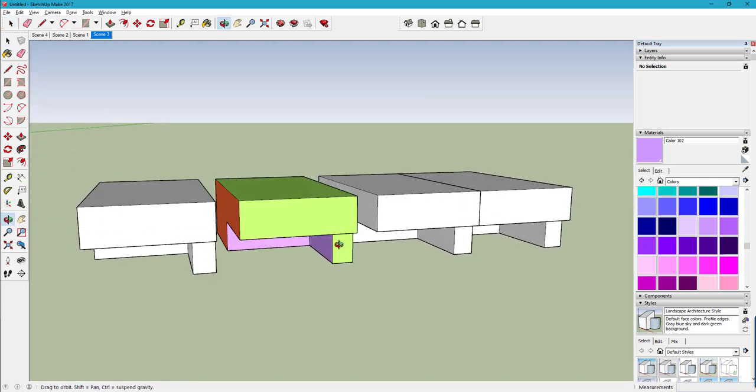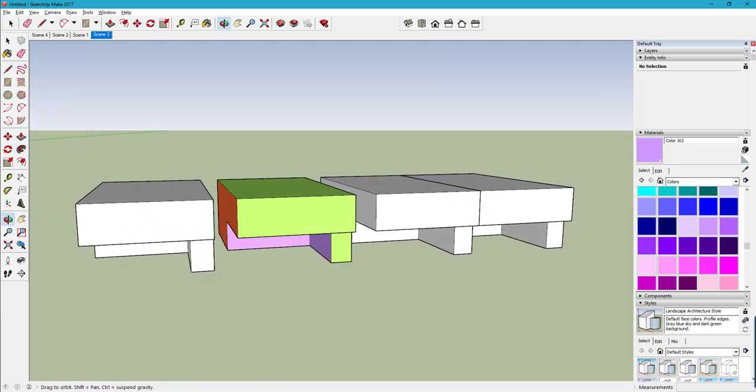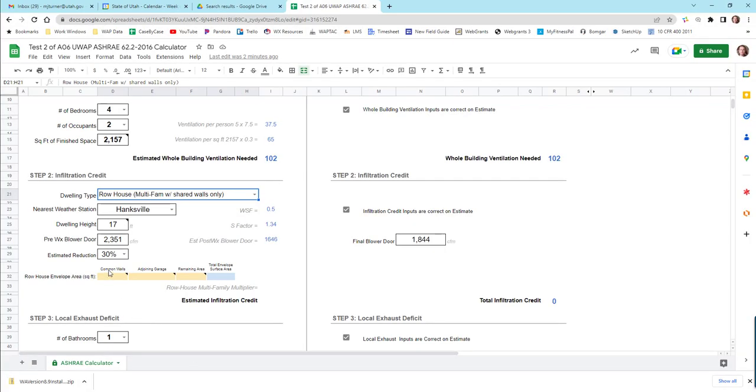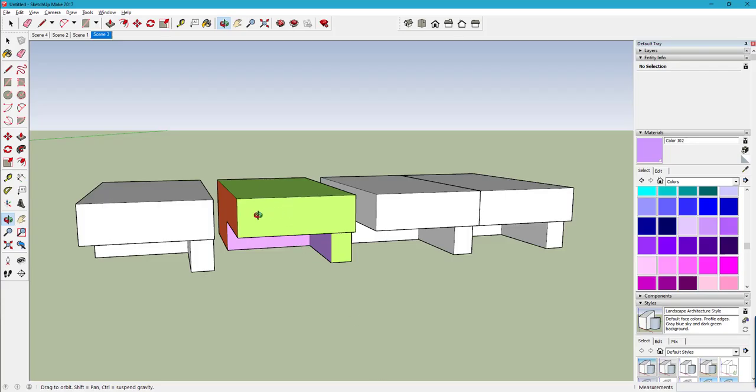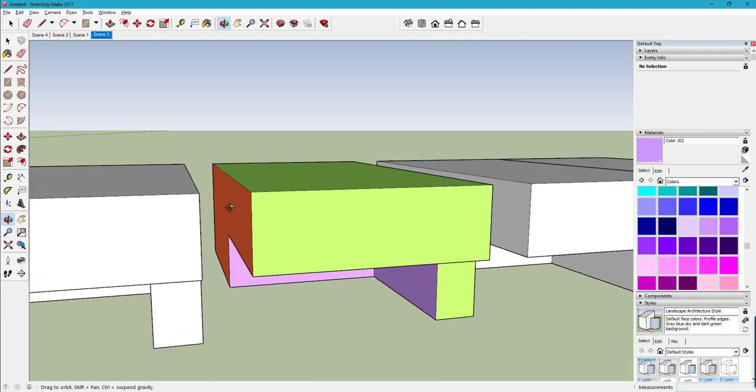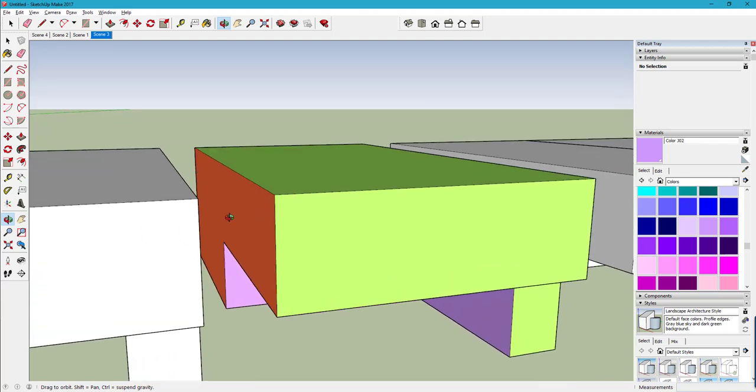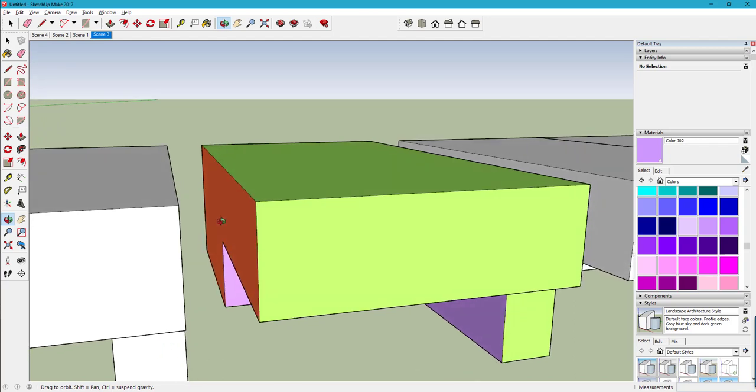Now, what we need to figure out, as the calculator shows, is the total surface area of all the common walls, and then the adjoining garage, and then the remainder. So let's start with the common walls. The common walls are those walls where this unit shares a wall or is connected to the wall of another unit. So in this drawing, I've colored the common walls orange.